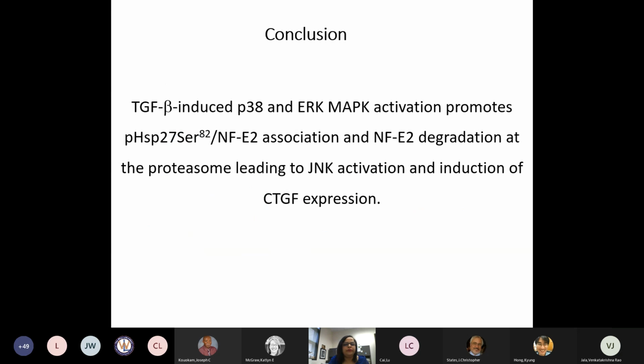To conclude this part of the talk, TGF-beta induced P38 and ERK MAP kinase activation promotes association of NFE2 and phosphorylated HSP27, resulting in NFE2 degradation at the proteasome, which ultimately leads to JNK activation and CTGF expression.